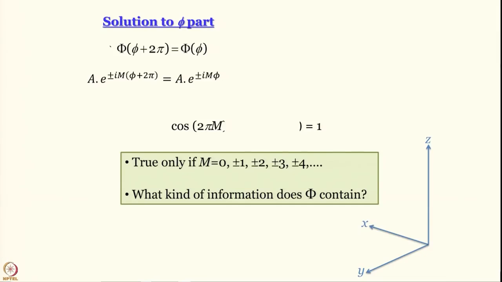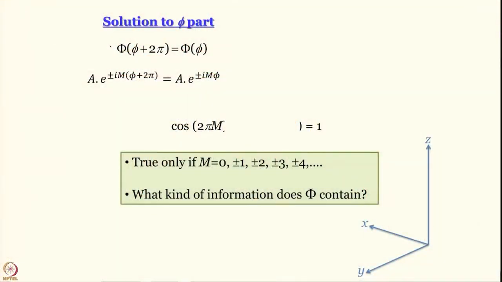From our knowledge of classical rotational dynamics, we know that if you have circular motion like this, then the angular momentum is like this. The angular momentum is normal to the plane of circular motion. So, here any change in phi, since it is tantamount to rotational motion in the xy plane, we can expect that the information that will be associated with this wave function capital Phi should be the angular momentum in z direction.